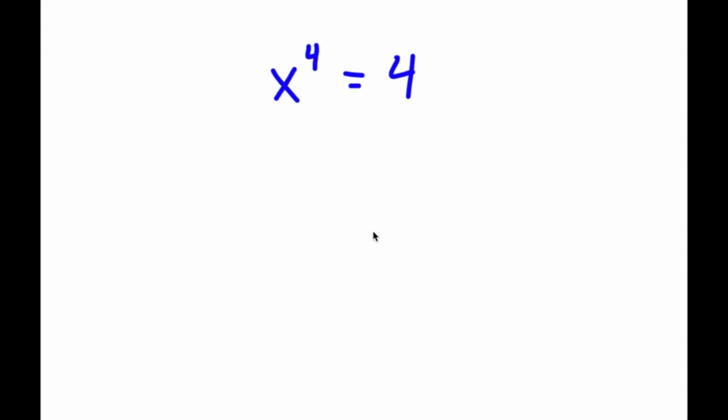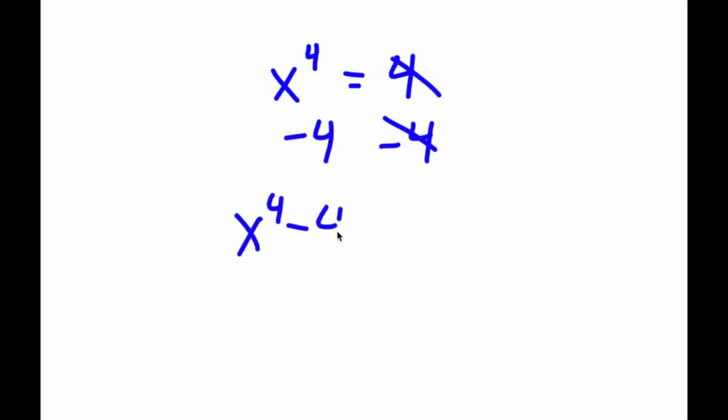Alright, so in this problem, I have x to the power of 4 is equal to 4. To solve this, I'm going to first start by subtracting 4 on both sides. So then these two cancel out, and I get x to the power of 4 minus 4 is equal to 0.